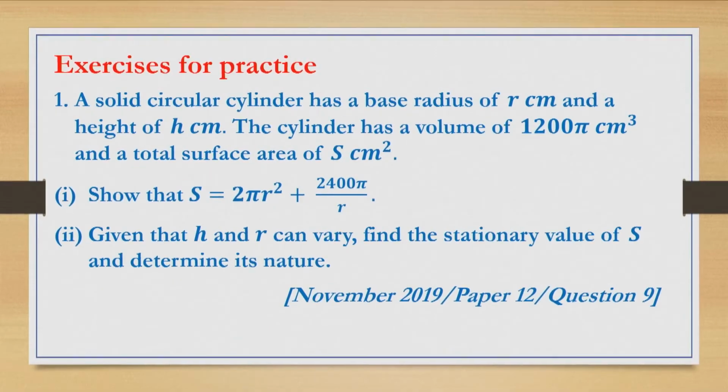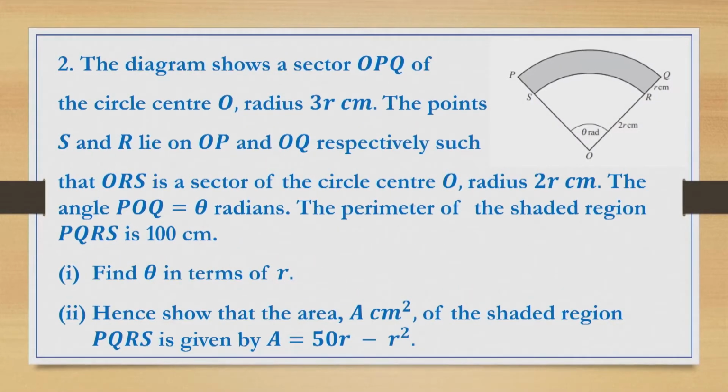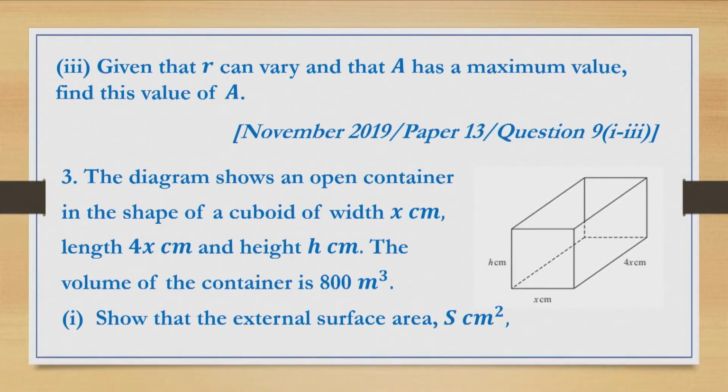You now have some exercises to practice on what you have just learned about maximum and minimum problems. The second question, you have a pair of concentric circles. So you have to be careful here. You're given the perimeter of a shaded region and you will have to find the area. The third question, you have an open container. So when you're going to calculate the surface area, bear in mind that this is an open cuboid.